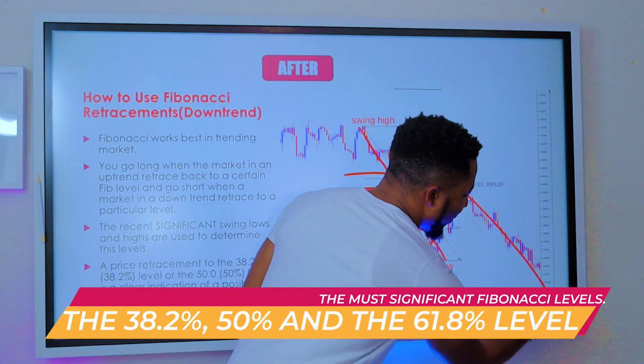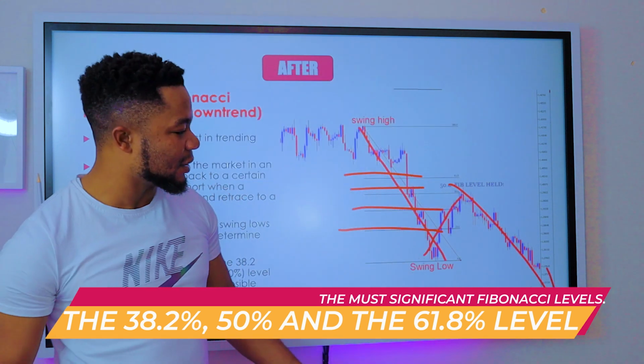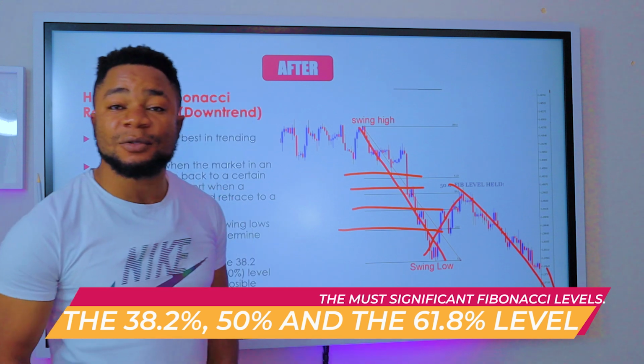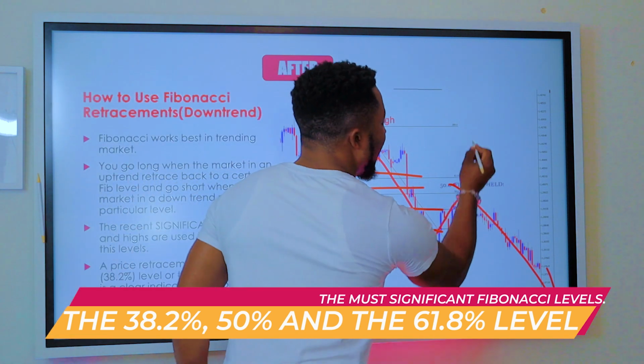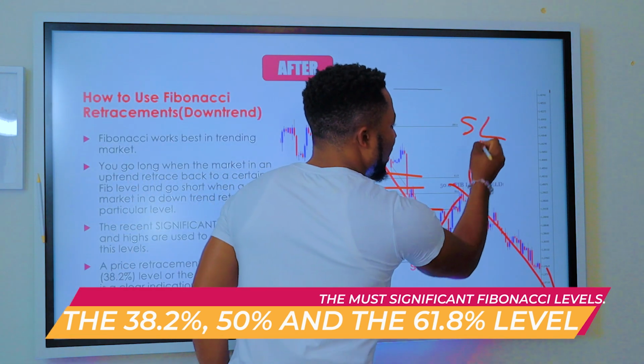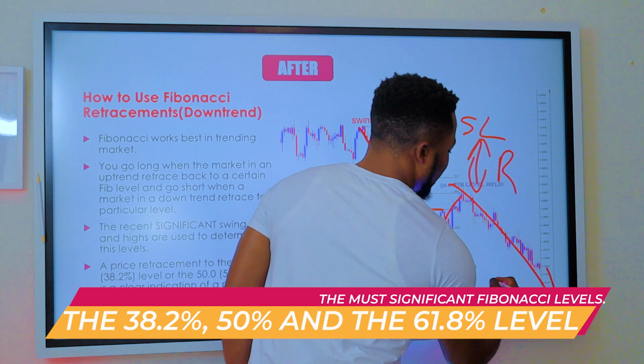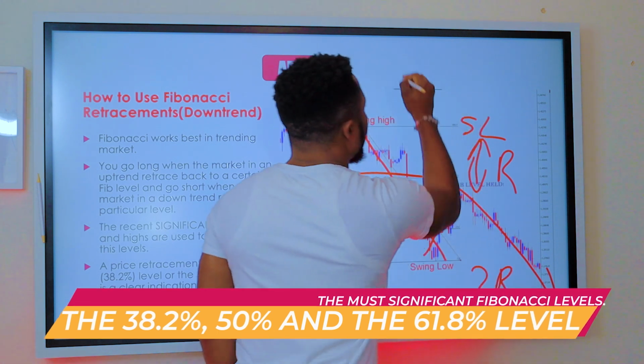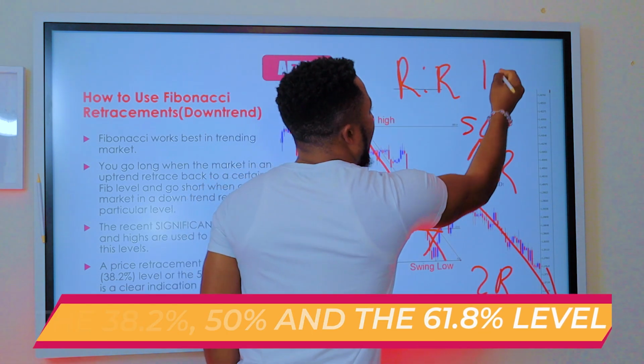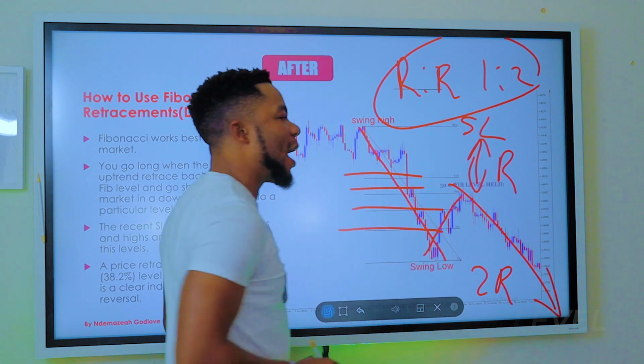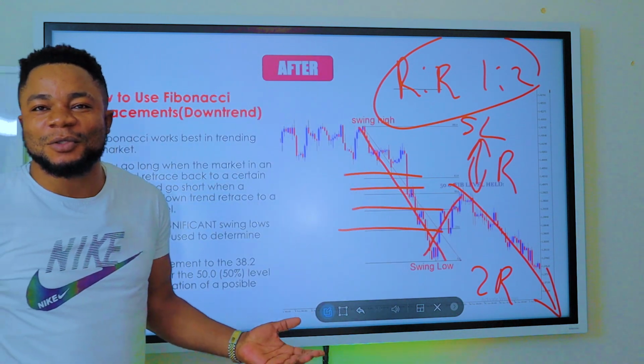So we sold there, and the market has been pushing down ever since. This is the current market price. So once we sell here, our stop loss would have gone here, and if this is arrow, then our take profit will be what? 2 arrow. Risk to reward of 1:2. At least 1:2. That is so amazing.